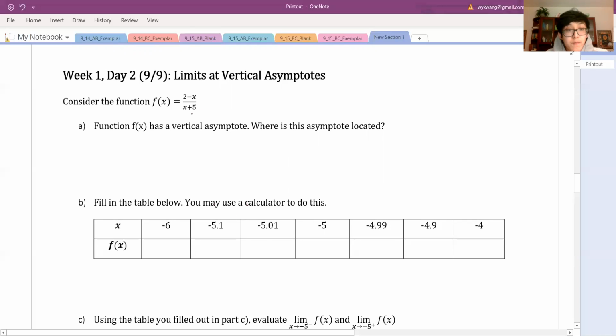So we look at this. When x is equal to -5, right? Let's say x is equal to -5. We're going to get a 0 in the denominator because -5 plus 5.